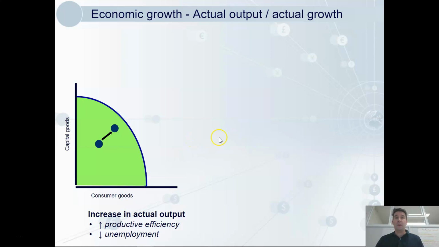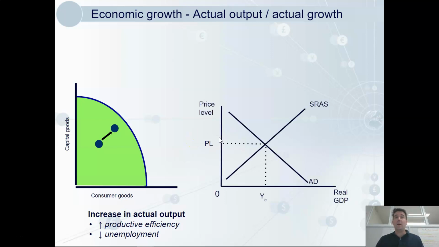On the aggregate demand, aggregate supply model, actual output is represented by the short-run equilibrium between SRAS and AD. Actual growth can be represented by either an increase in aggregate demand, looking like that, or an increase in short-run aggregate supply, which looks like this.